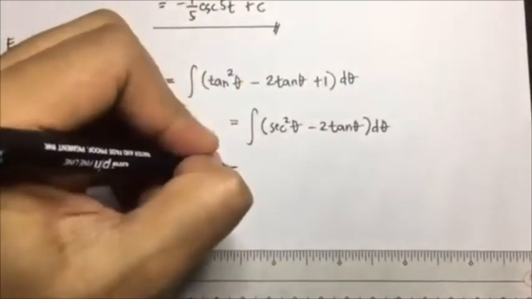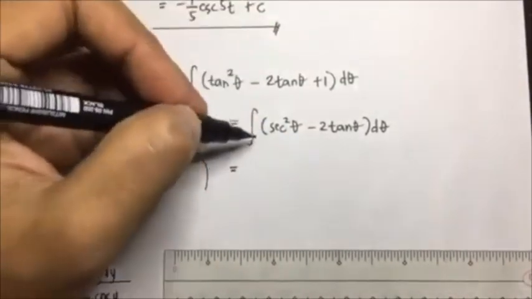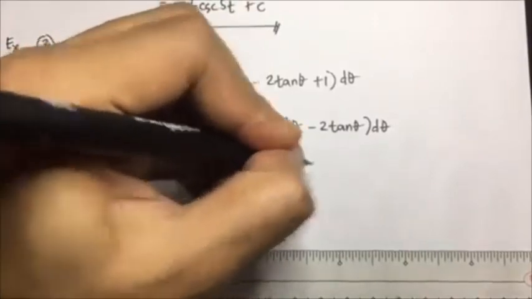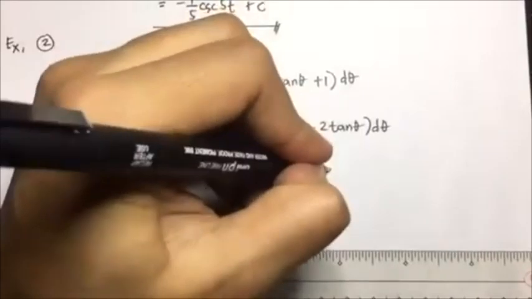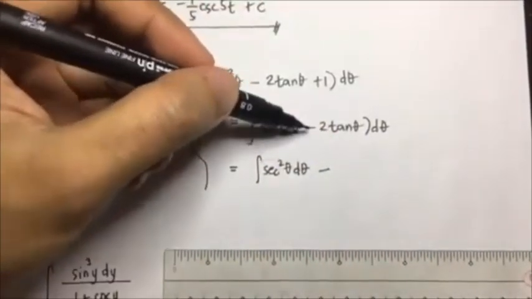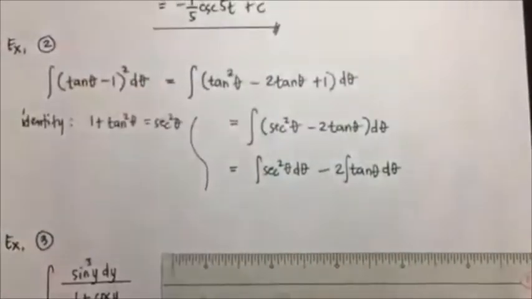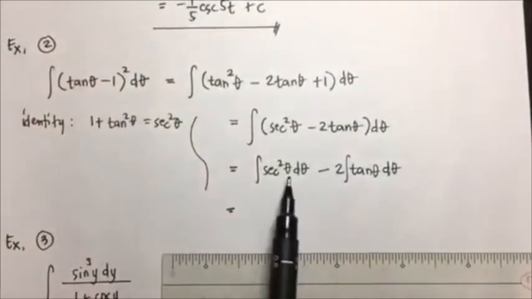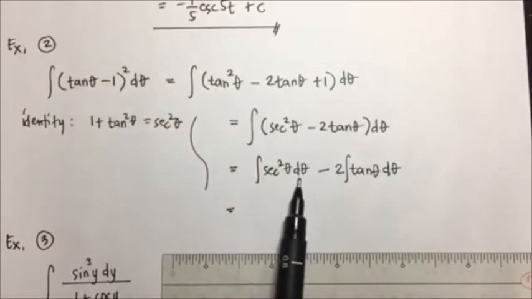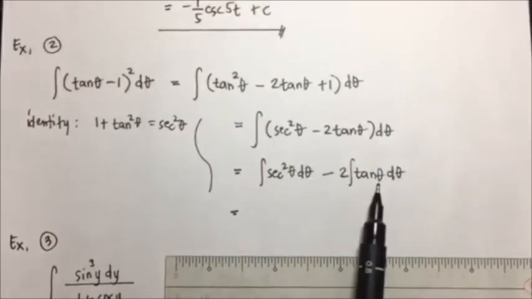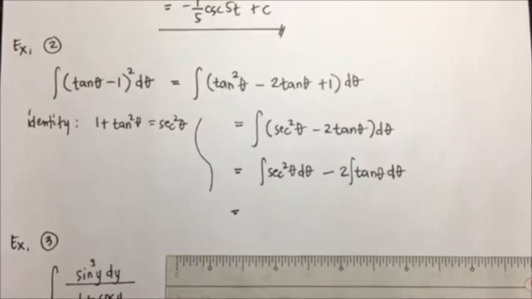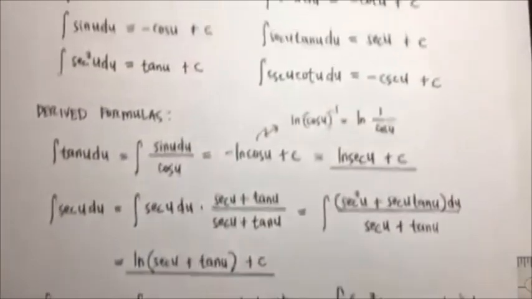Okay, so applying the properties of integrals, integrating each term, it will become the integral of secant squared theta d theta minus, we have a numerical coefficient, so we can write that outside the integral sign, so minus 2 integral of tangent theta d theta. We have theta only, so its complete differential is d theta. We have our u here as theta, then its complete differential is d theta, so we don't need to add any coefficients. So let's recall the formulas.